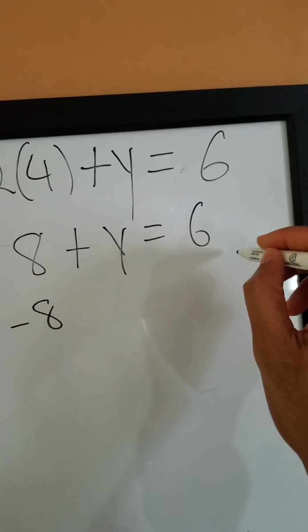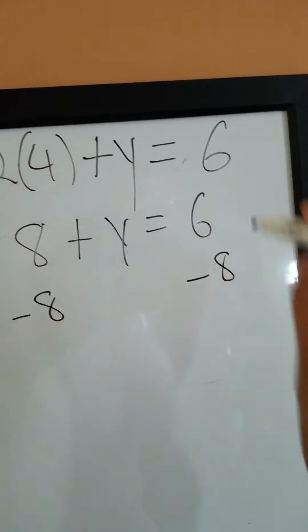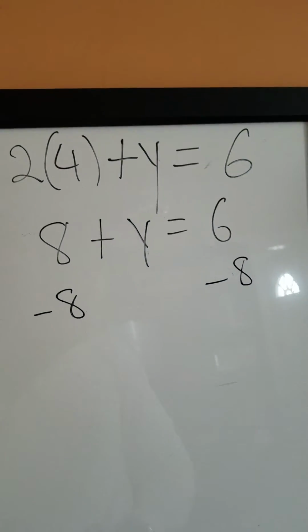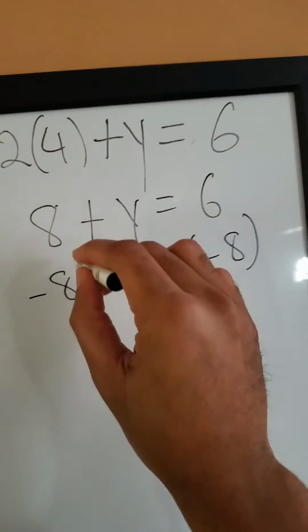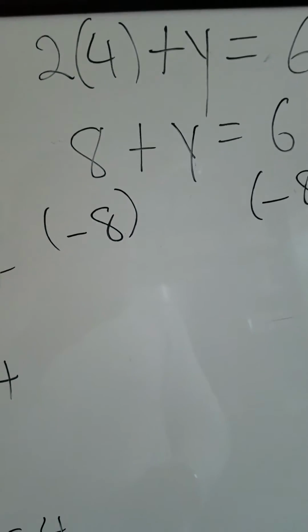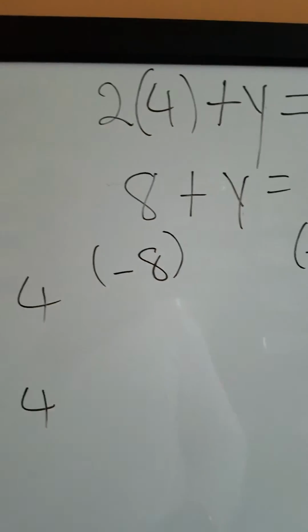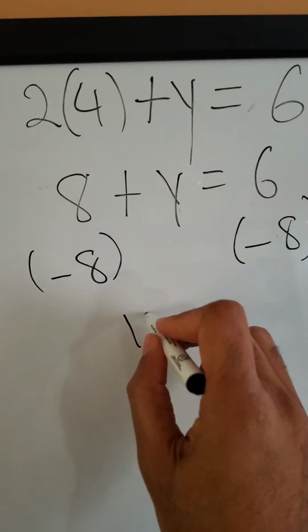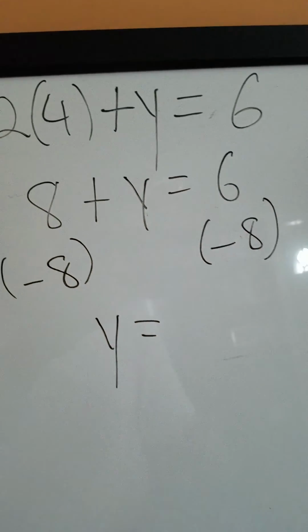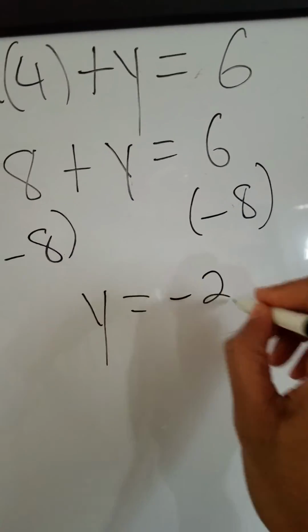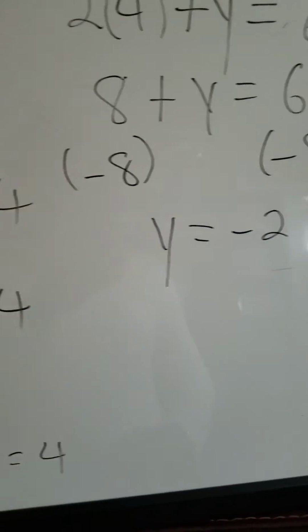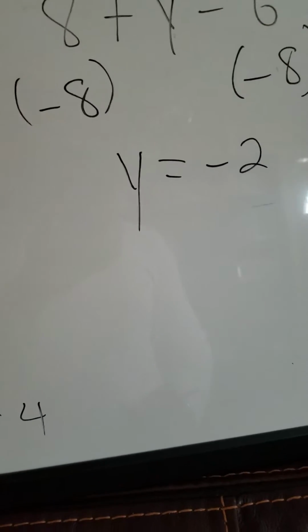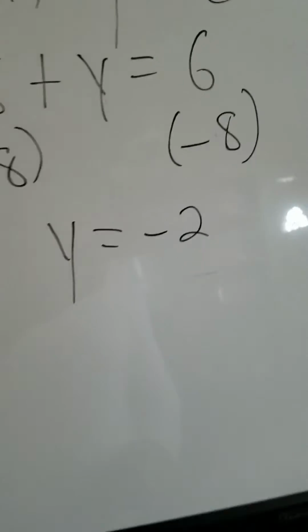But that would mean we have to also subtract 8 from this side of the equation. I'll put them in parentheses just so you know we're subtracting it. Now that these two 8s have cancelled each other out, we're left with y, and 6 minus 8 will leave us with a negative 2. And now you have found the value of y. So the value of x is 4 and the value of y is negative 2.